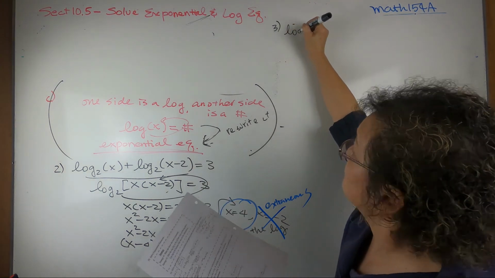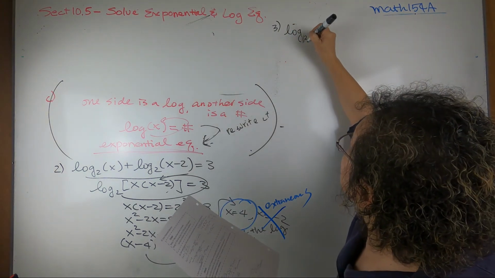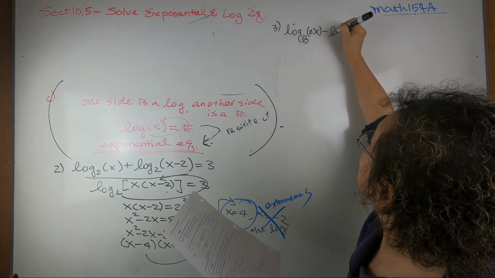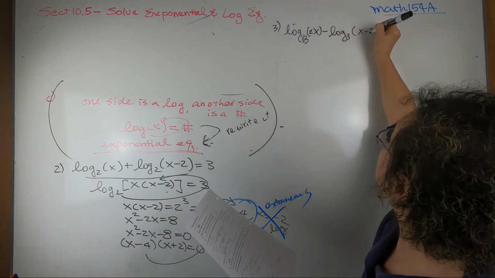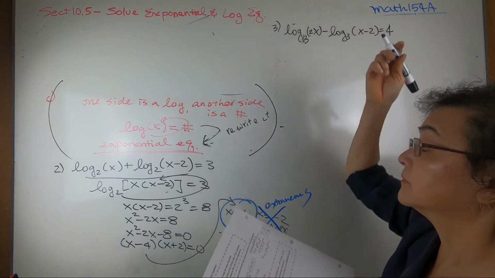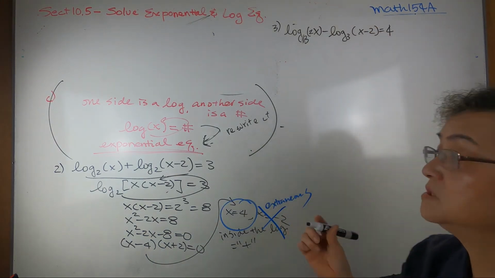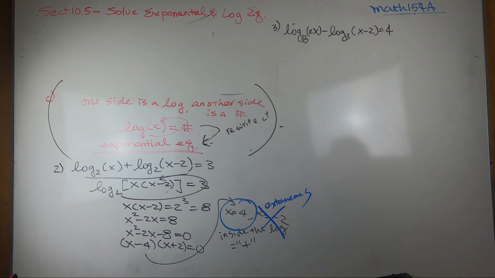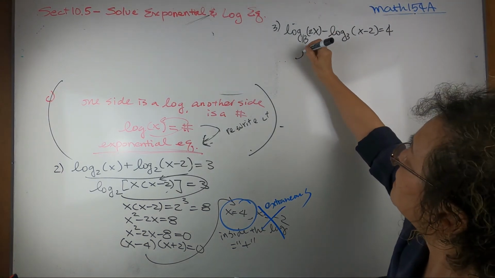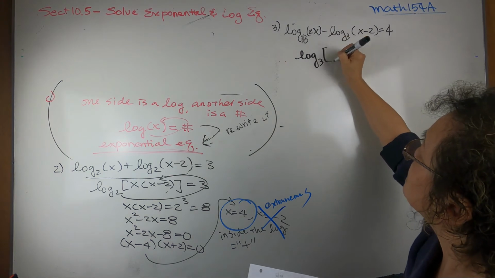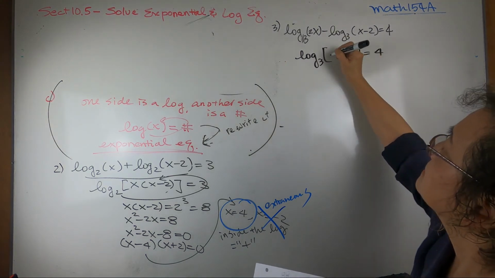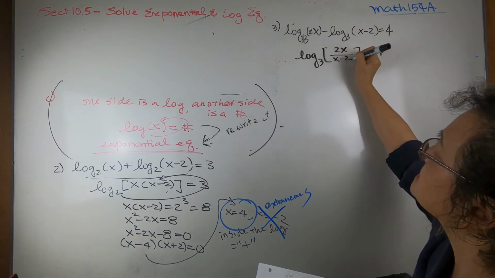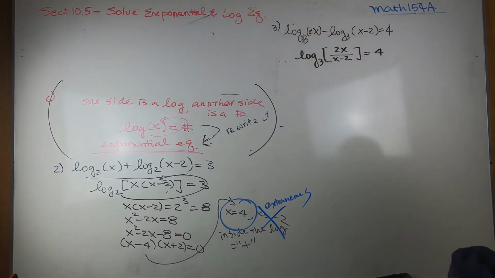So if I have log base 3 of 2x minus log base 3 of x minus 2 equals 4, we want to make one side a log and the other side a number, then we can resolve it by the exponential concepts, right? So we want to make one log. When you subtract, what do you need to do? Inside, you need to divide when you make a single log, right?